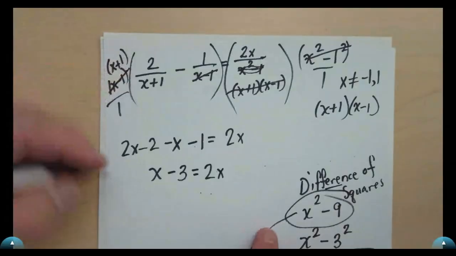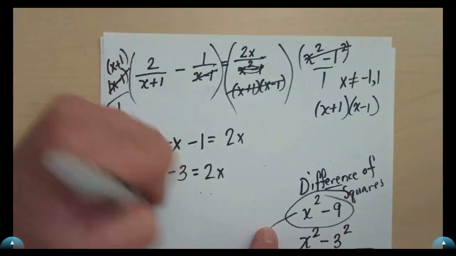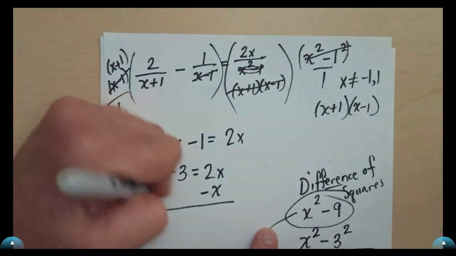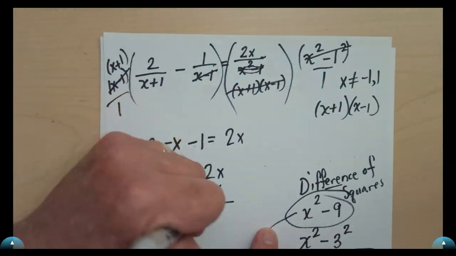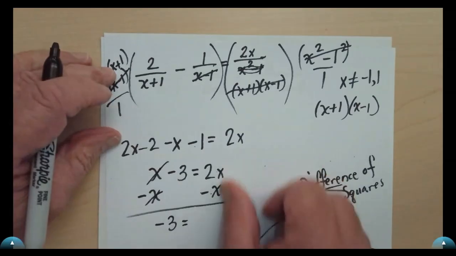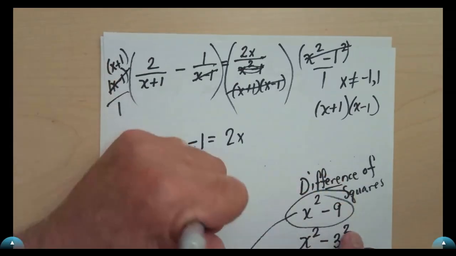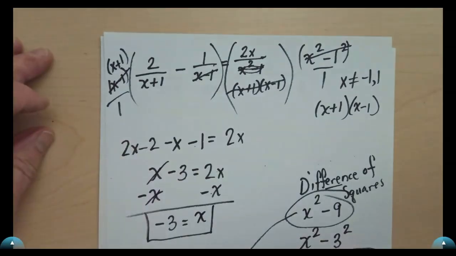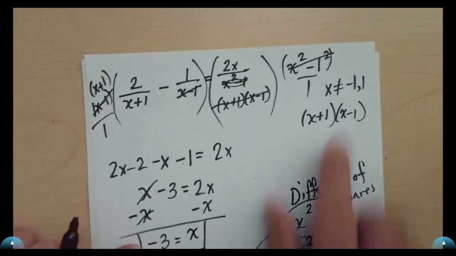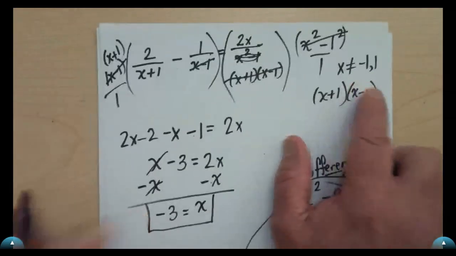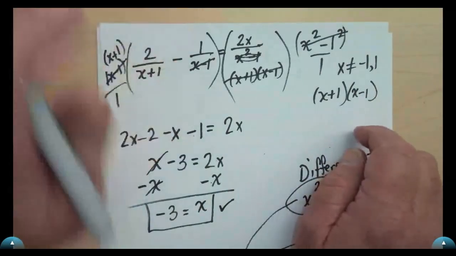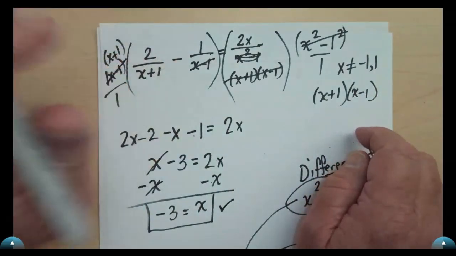It looks like the quick way to solve this to me is just going to be subtract x on each side. You know, that's the same as 1x. So I get negative 3 on the left, and 2x minus 1x is 1x, which is just x. And so that's actually my solution, negative 3. And that's not one of my restricted values, so I know that is the solution. Again, as long as I'm confident I haven't made any errors.